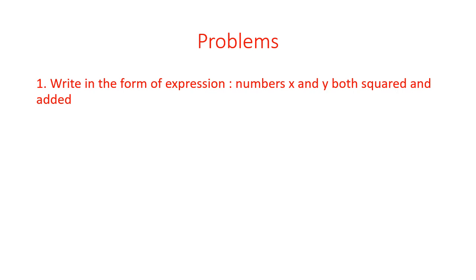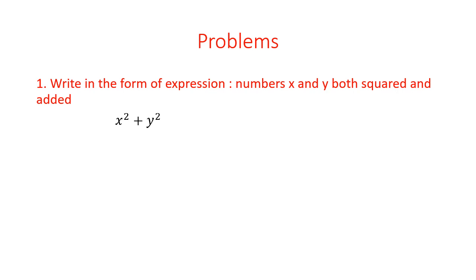Problems. See, write in the form of an expression. The statement is given, and we are going to write it in the form of an expression. The question was: numbers x and y, both squared. So first, two numbers are there, x and y. Both are squared and added. We need to square both numbers and add. Squared means x square, and y means y square. So what is our answer? x square plus y square. Both of them are squared as well as added.